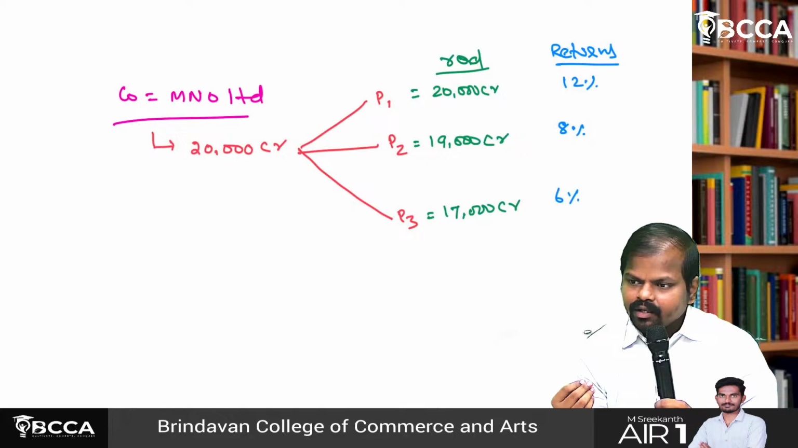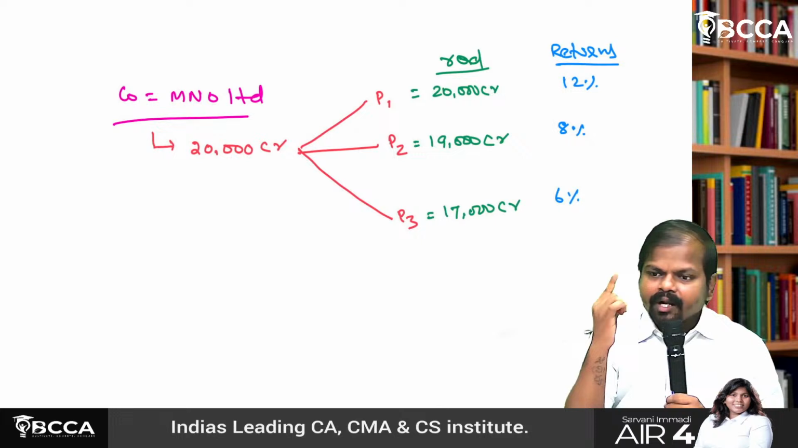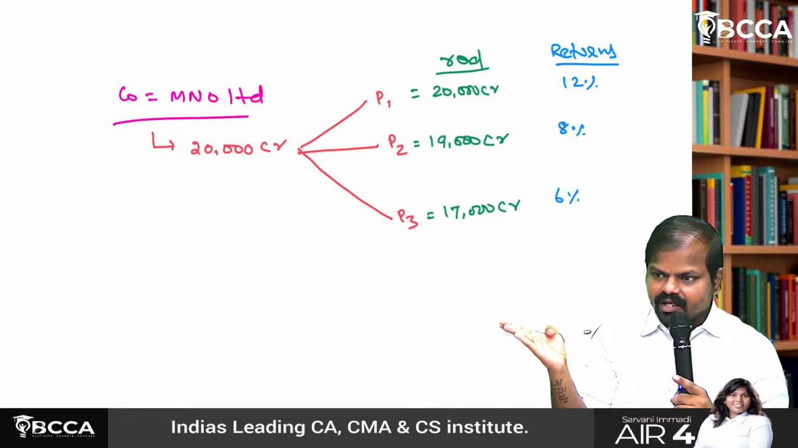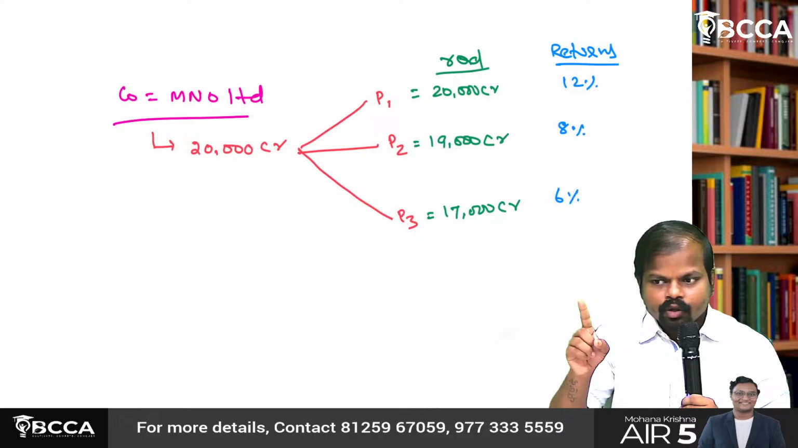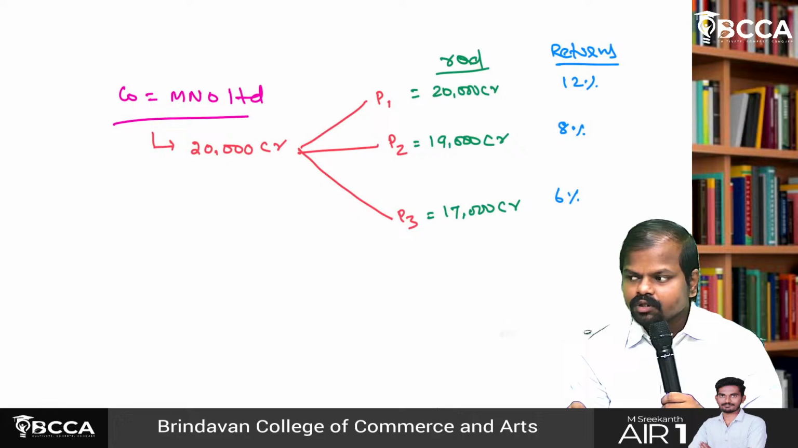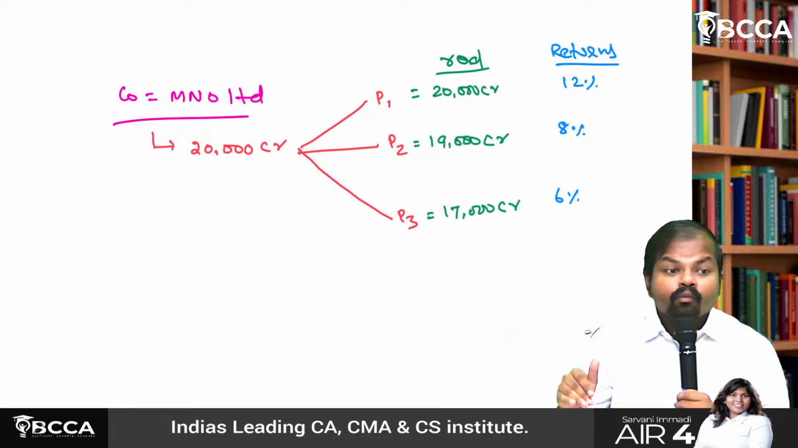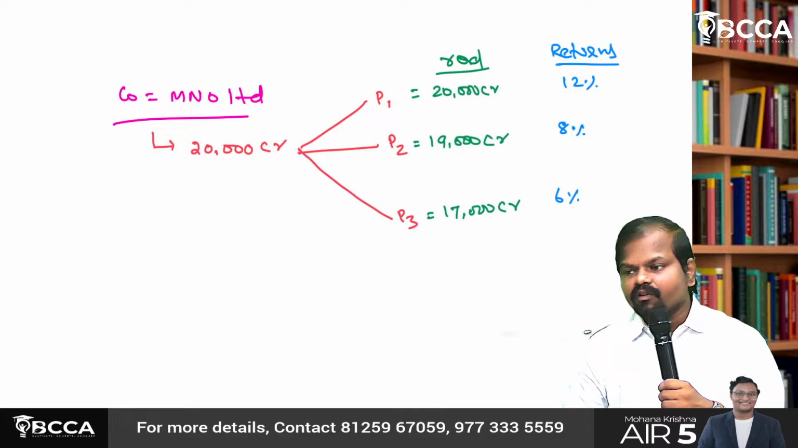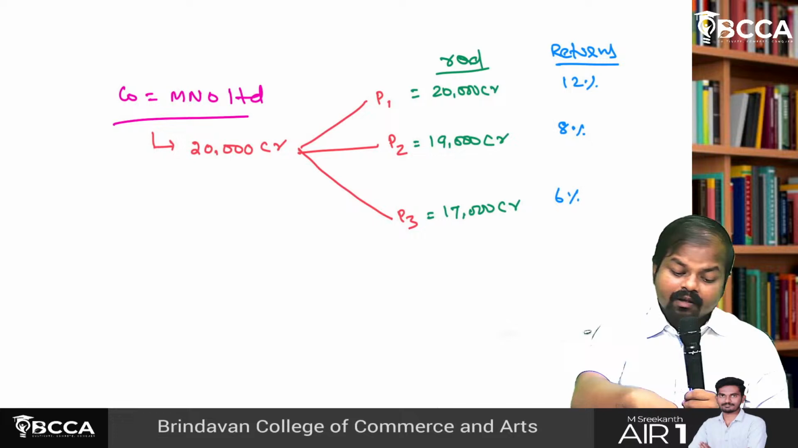You getting my point? The company has 20,000 crore. If project 1 is selected, how much money is left after investment? 0. What about day-to-day business? I told you 20,000 crore plus 12% will come after 1 year. But for day-to-day business we require money. That day-to-day business requirement is called working capital.